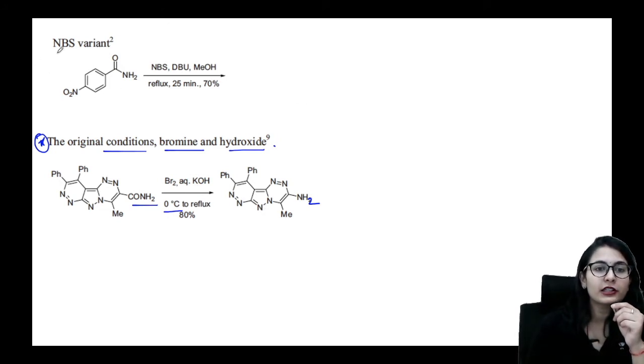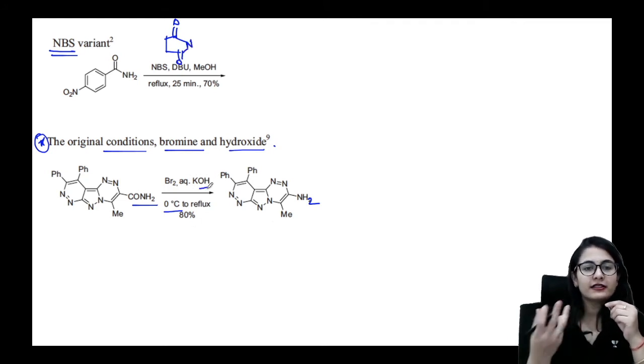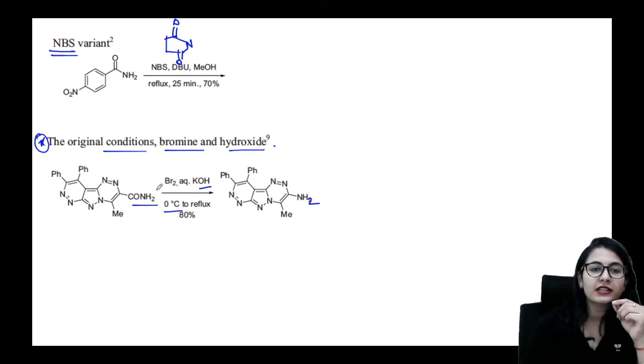Now, what about this molecule? NBS variant. What is NBS? NBS, guys, it's not necessary in your exams that you are only going to get the bromine and OH minus. Yes, this is the basic thing. You have started with the original conditions here, right? But not necessary you'll always get the same thing, right? So NBS variant is you are having NBS over here in the presence of a radical initiator. Your NBS will give you bromine radical, but here we don't have any radical initiator. What is it supposed to give? It is supposed to give a bromine electrophile.